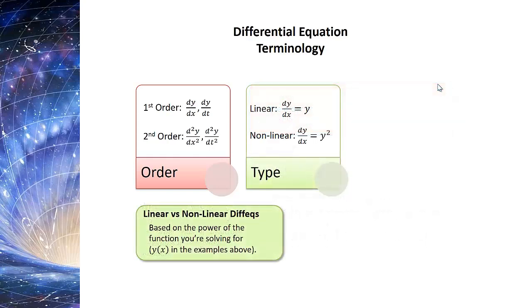Let's talk about the type of a differential equation. And by type, I'm essentially meaning linear or nonlinear. So linear versus nonlinear differential equations depends on the power of the function you're solving for in the differential equation. So in the examples in the box here, the function we're solving for is y as a function of x. And so we want to know what are the powers of y in this equation. And we can see for the linear case, we just have linear powers of y on both sides of the equation. For the nonlinear case, on the left side we have a linear power of y, because it's just a first derivative of y. On the right-hand side, however, it's y squared. So we would say that y squared is nonlinear, and so this particular differential equation is nonlinear.